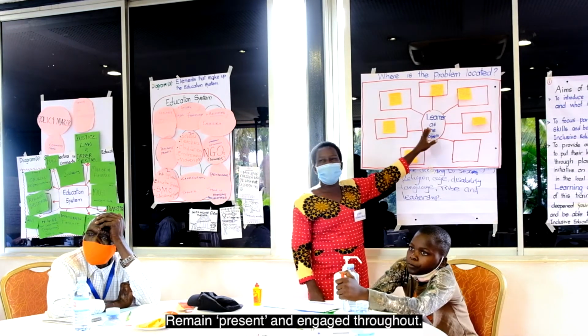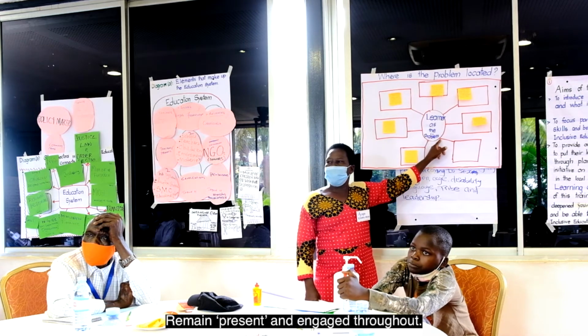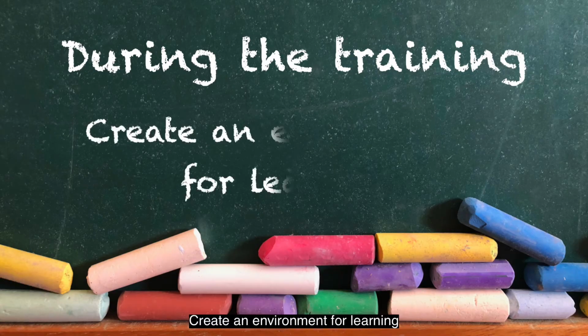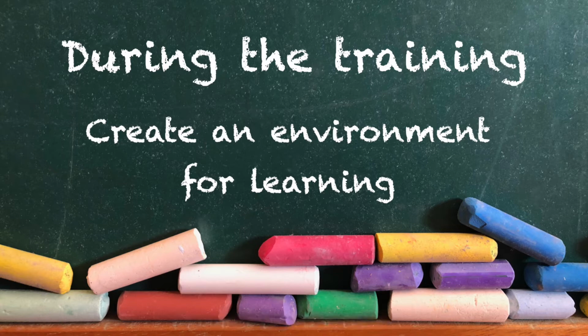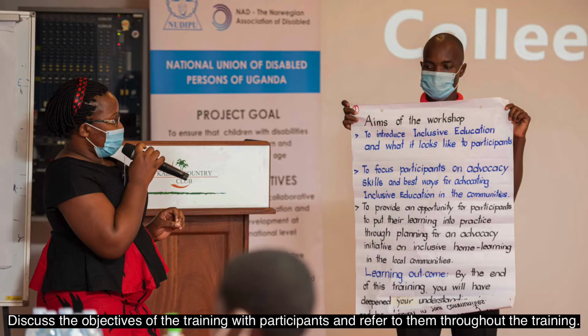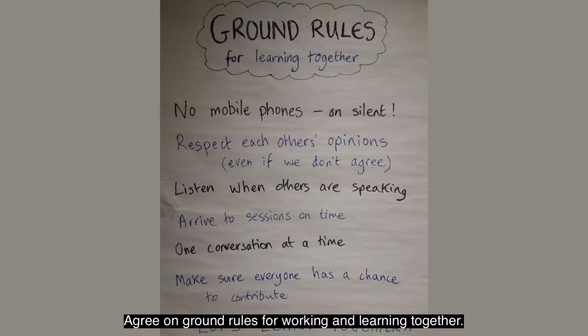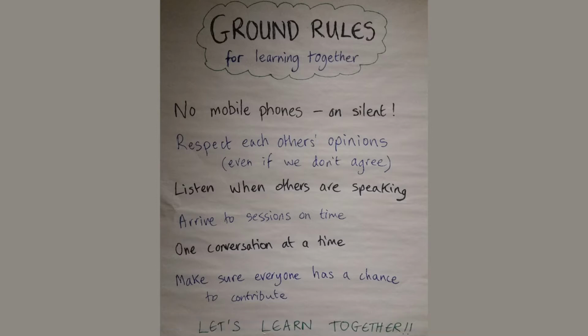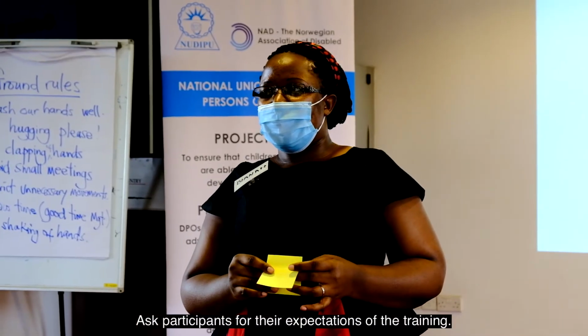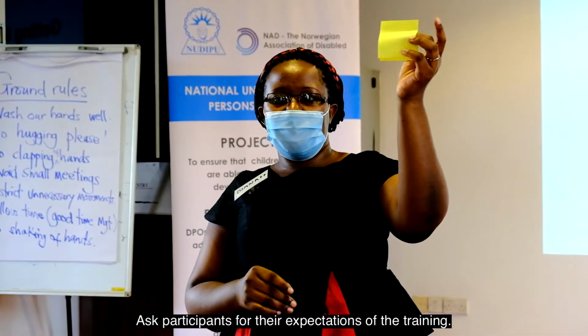Remain present and engaged throughout. Create an environment for learning. Discuss the objectives of the training with participants and refer to them throughout the training. Agree on ground rules for working and learning together. Ask participants for their expectations of the training.